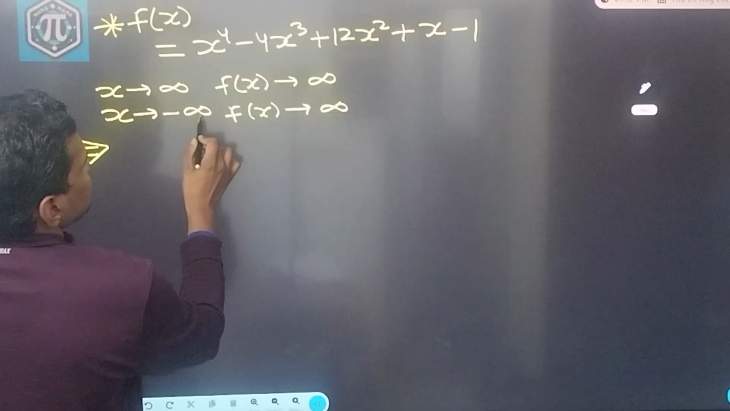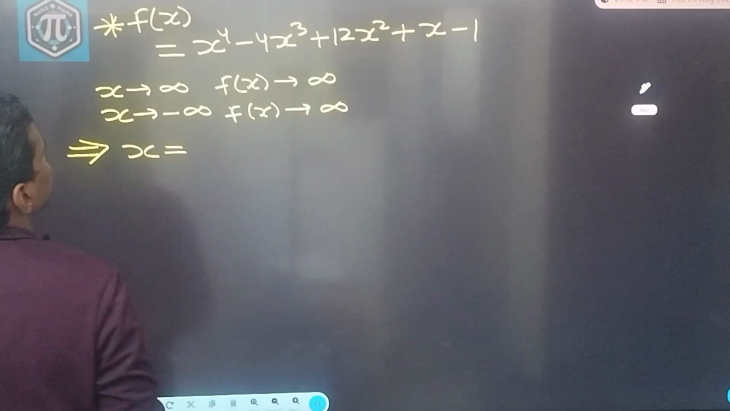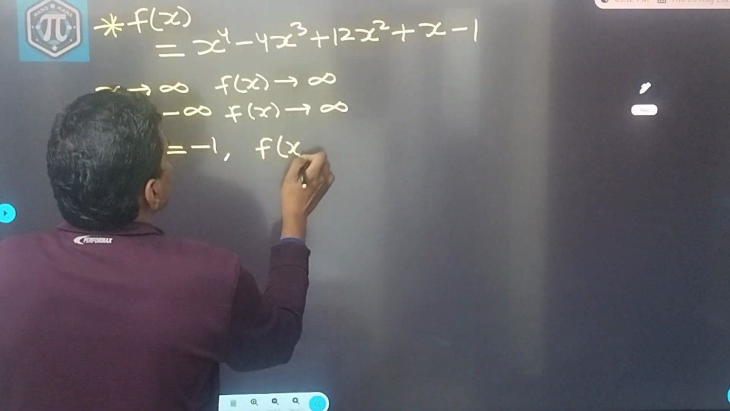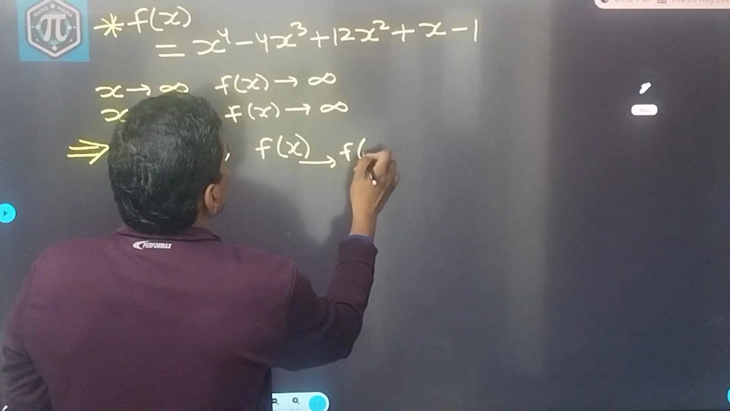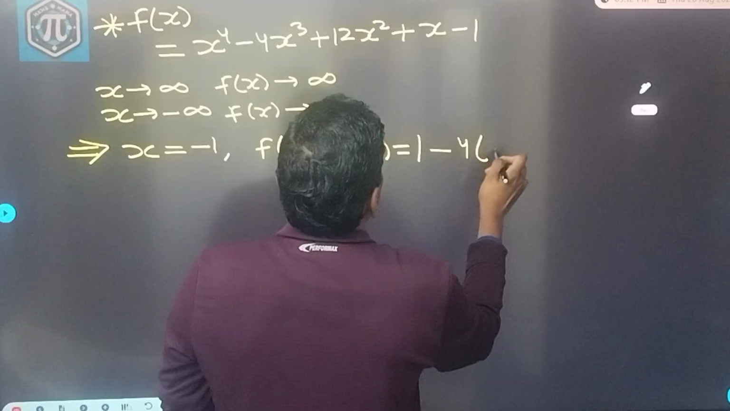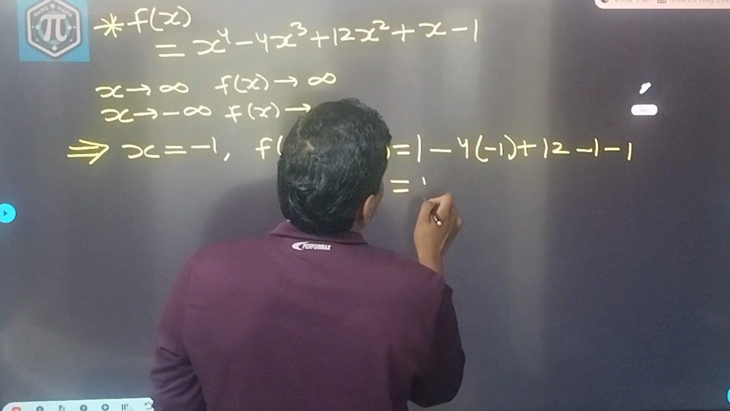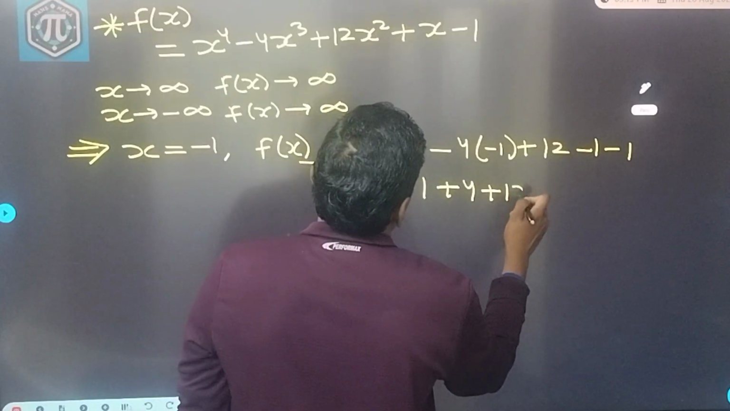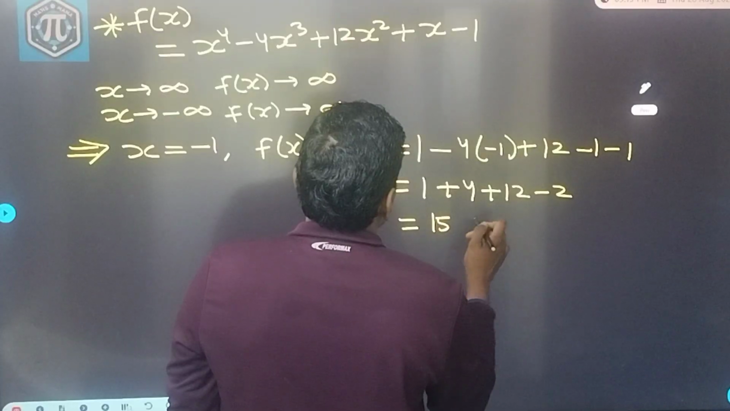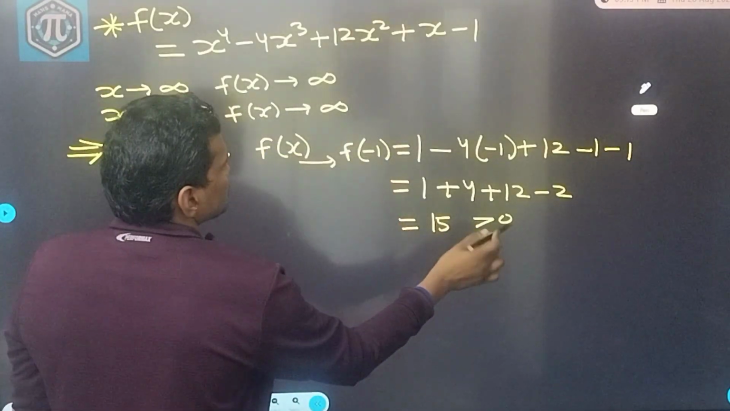See after this. If x is at minus infinity, function is at infinity. If x is equal to minus 1, then what is f of x? That is f of minus 1. F of minus 1 will be 1 minus 4 into minus 1 plus 12 minus 1 minus 1, 15, that is greater than 0. So at x equal to minus 1 also function is positive.